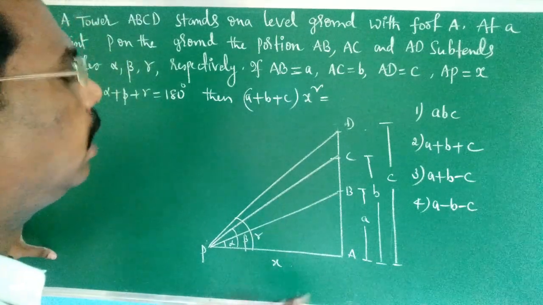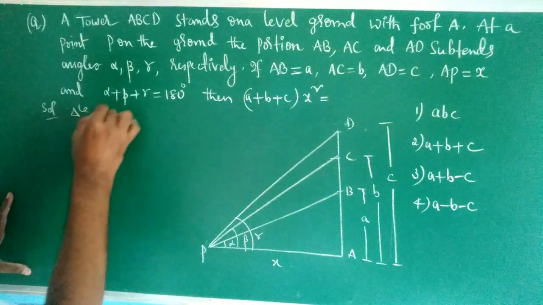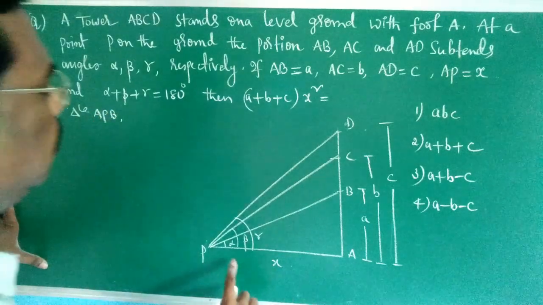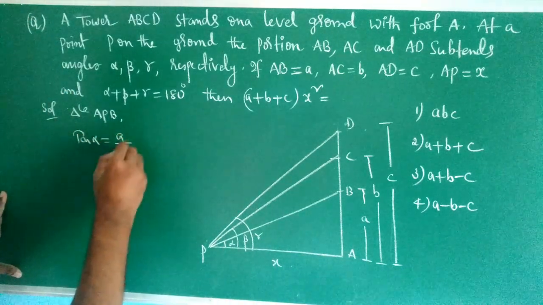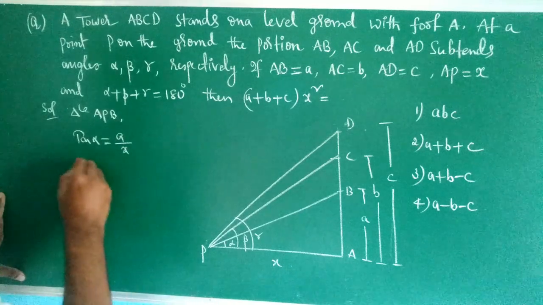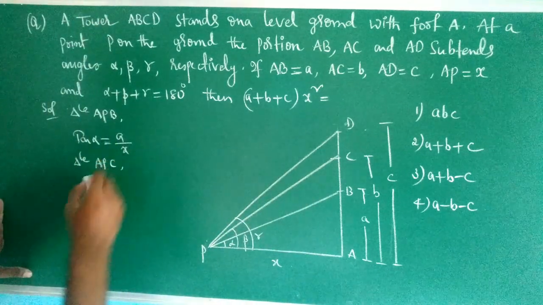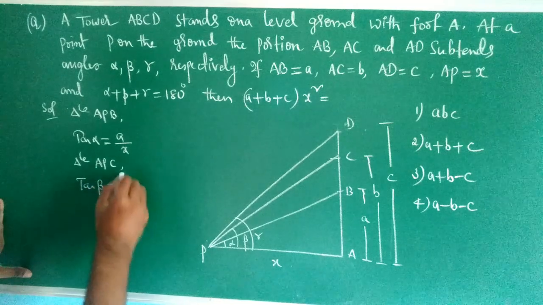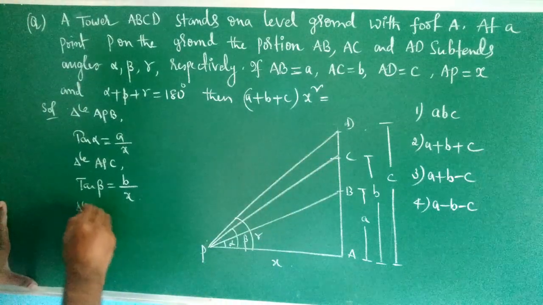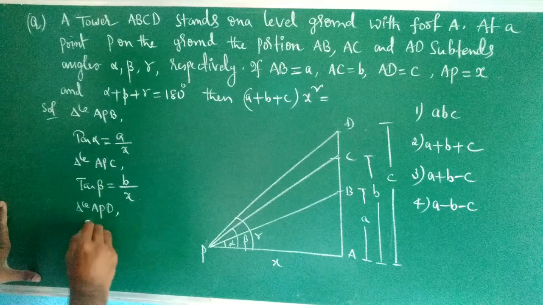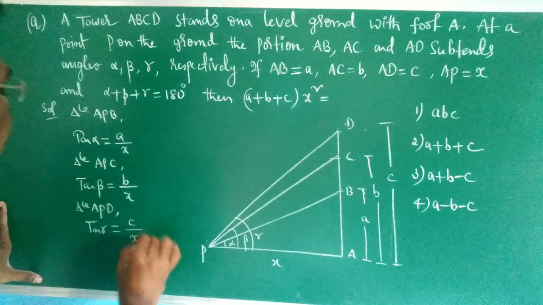First from triangle APB, tan alpha is equal to a by x. From triangle APC, tan beta is equal to b by x. From triangle APD, tan gamma is equal to c by x.